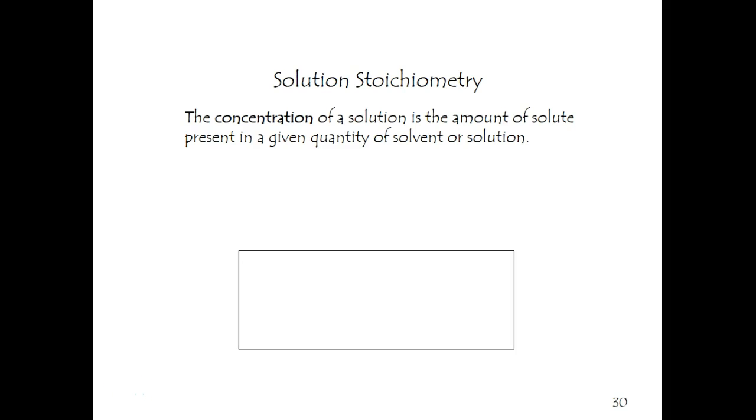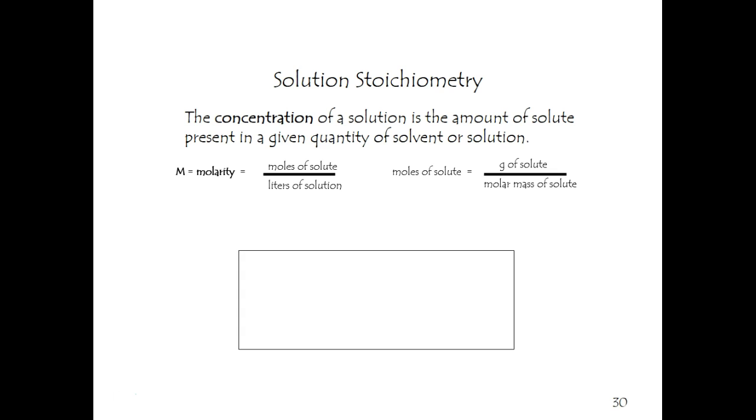A little bit about solution stoichiometry. The concentration of a solution is how much solute you've got for a given quantity of solvent or solution. And really the only one we need to know for AP chemistry is molarity. Molarity is capital M and it's defined as the moles of your solute, which by definition is the minor component in the solution, and it needs to be a homogeneous mixture, otherwise it's not a solution, per liter of solution.